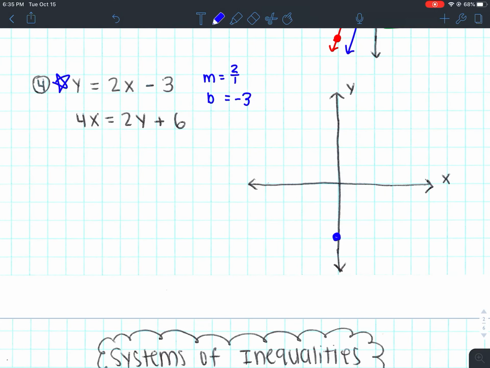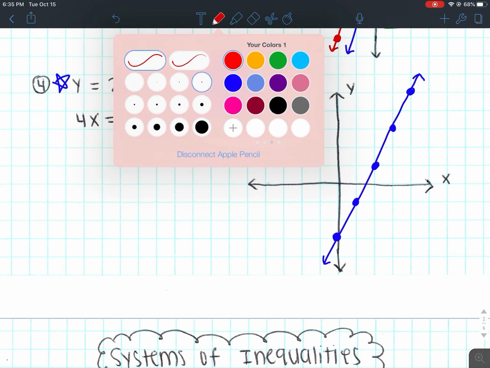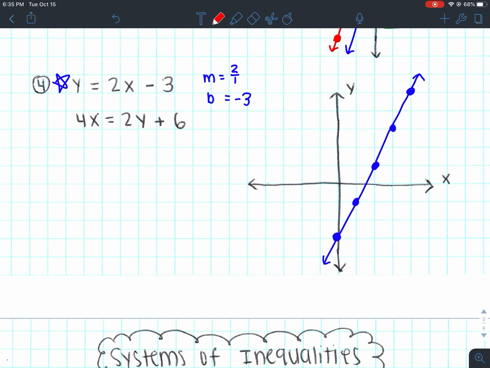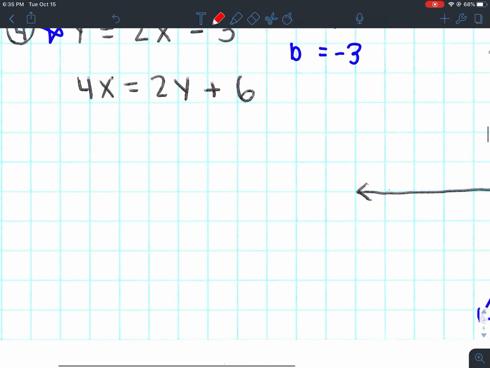So we have a y-intercept of negative 3. And you want to use your slope of up to the right one, up to the right one. It's positive, so I'm going to go in the positive direction. And I'm going to keep graphing just in case the solution's on the edge somewhere.